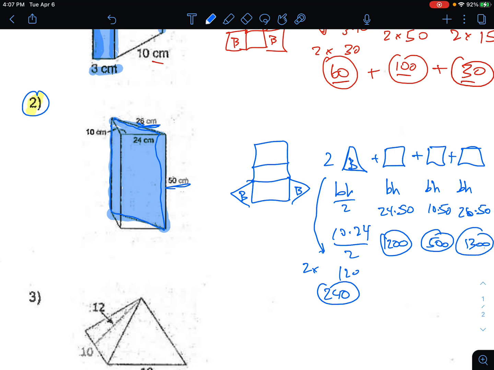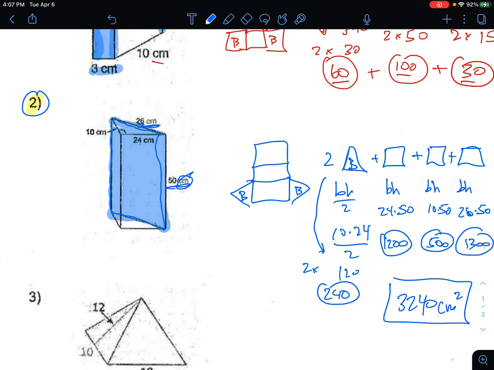All right, so now I have my numbers. I have 240 plus 1200 plus 500 plus 1300. Let's add them all up. 500 plus 1200 plus 240. And I got 3240. Hopefully I didn't make any calculator mistakes. But I got 3240. That is not my final answer because I forgot to include centimeters. And it's square because we're talking about area here.